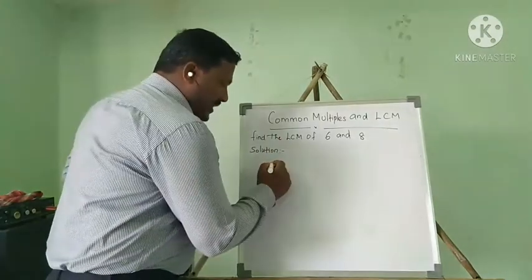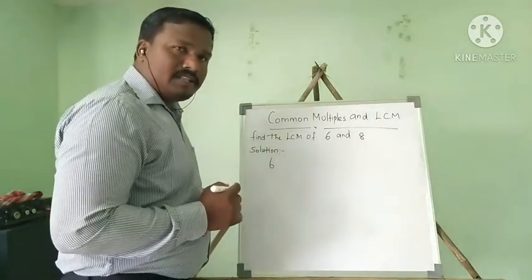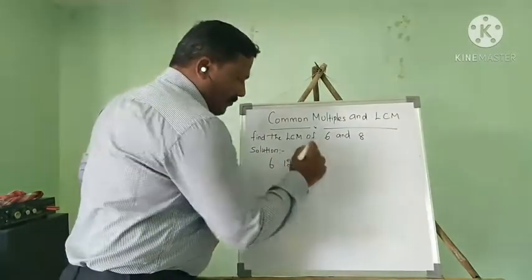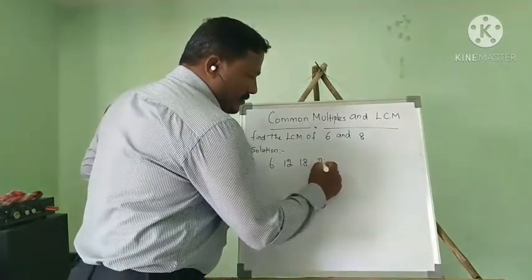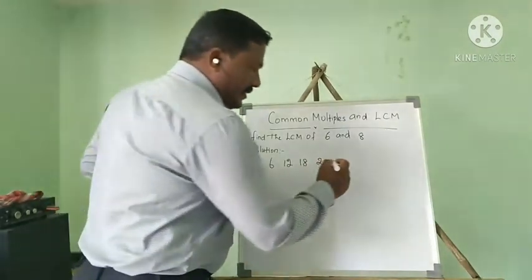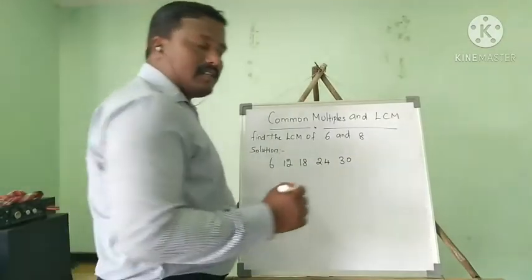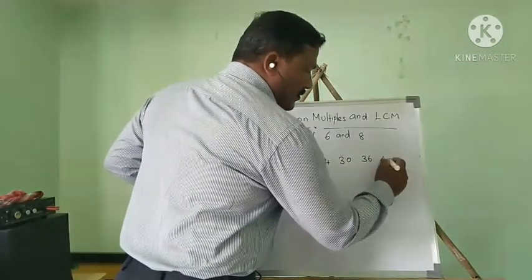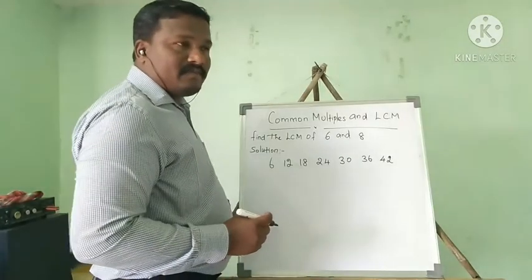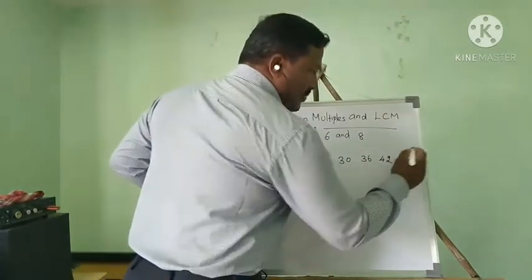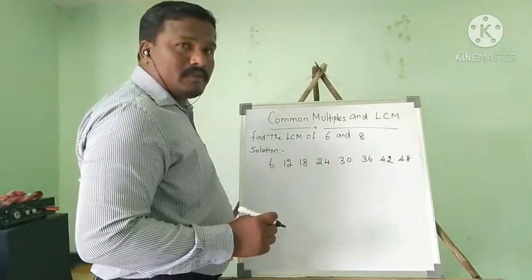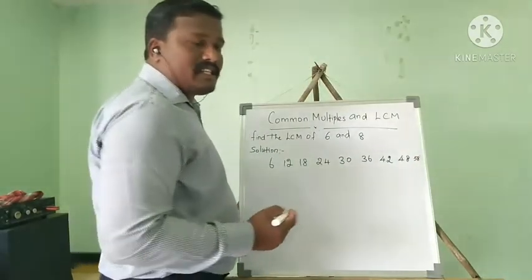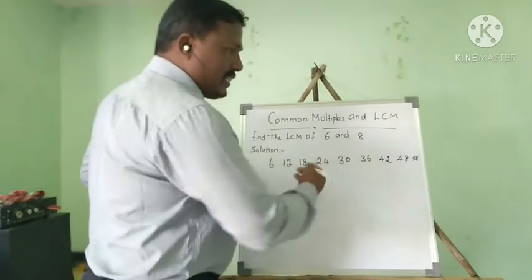So 1 6 is 6, 2 6s are 12, 3 6s are 18, 4 6s are 24, 5 6s are 30, 6 6s are 36, 7 6s are 42, 8 6s are 48, 9 6s are 54, 10 6s are 60. So there is no more place, I will leave it. Okay, I have this much.